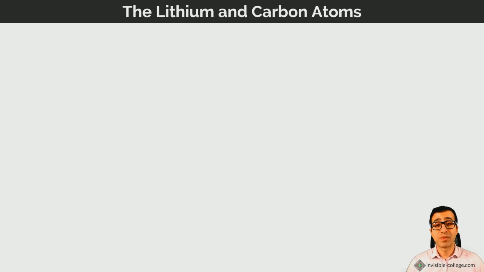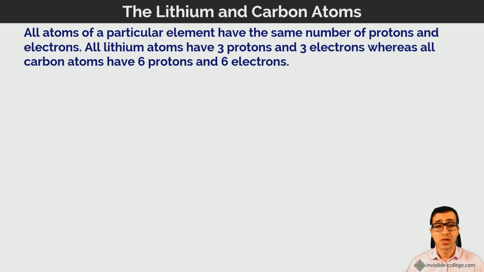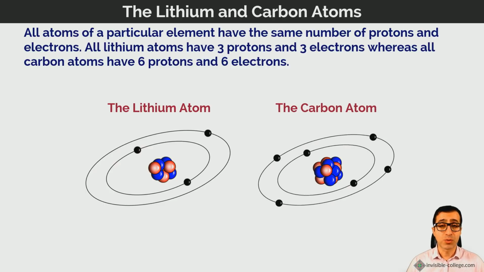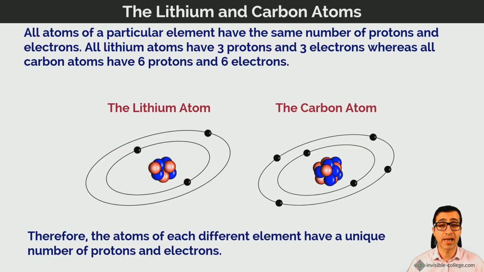So all atoms of a particular element have the same number of protons and electrons. All lithium atoms have 3 protons and 3 electrons, and all carbon atoms have 6 protons and 6 electrons. So the atoms of each element have a unique number of protons and electrons.